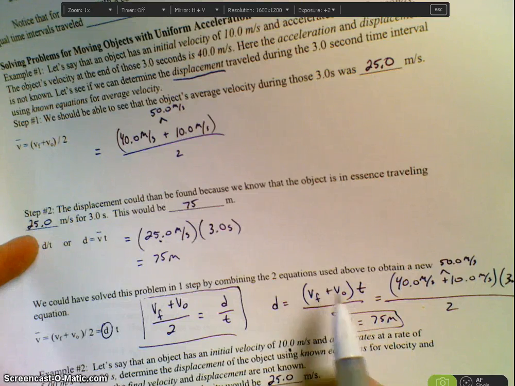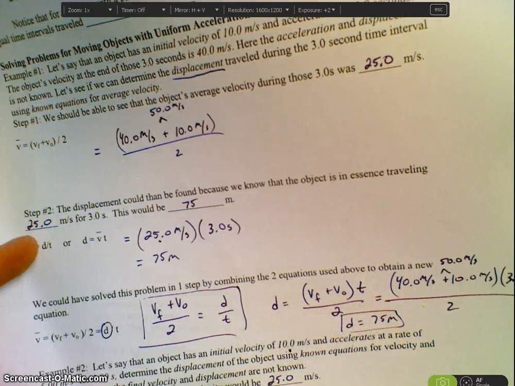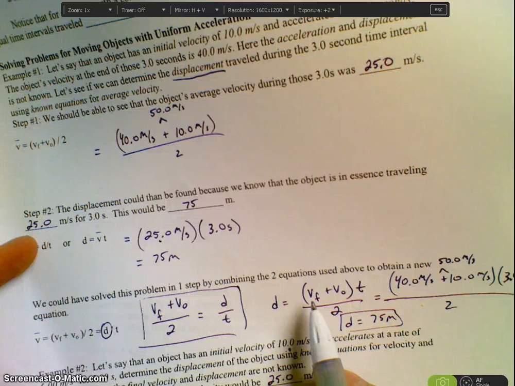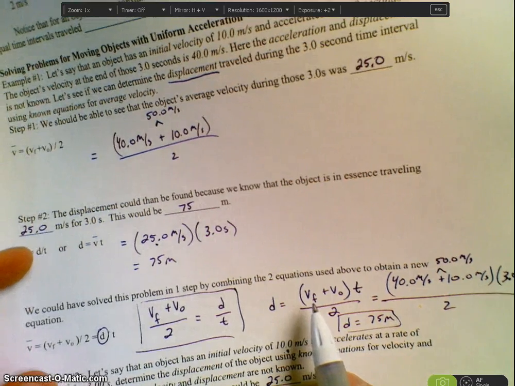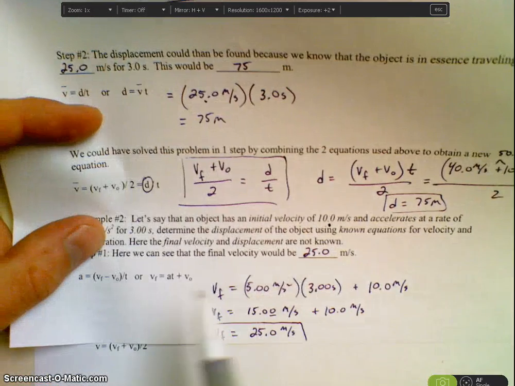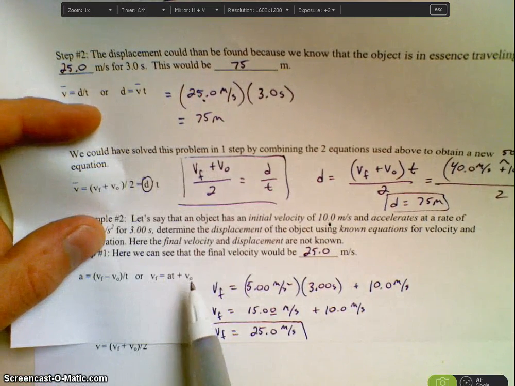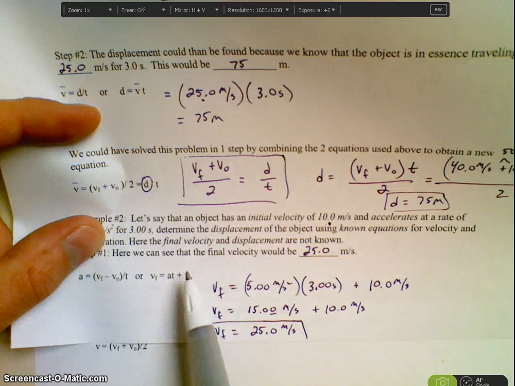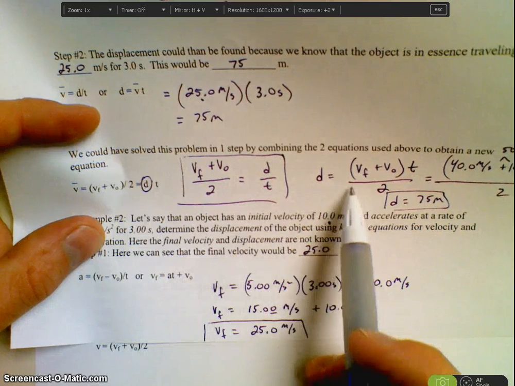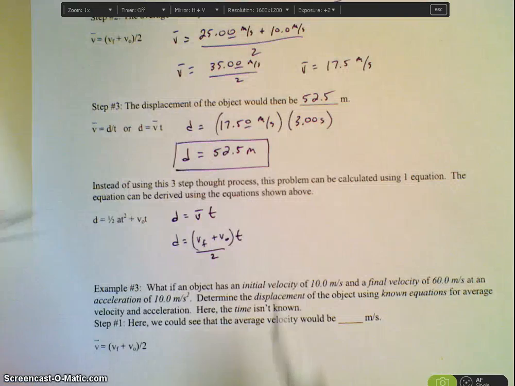Now what is our other unknown that we don't know here? Our other unknown is the VF, the final velocity. So do we have an equation that solves for VF? Sure we do. It's right here. So I'm going to take this equation and I'm going to substitute it in for the VF in my equation over here.